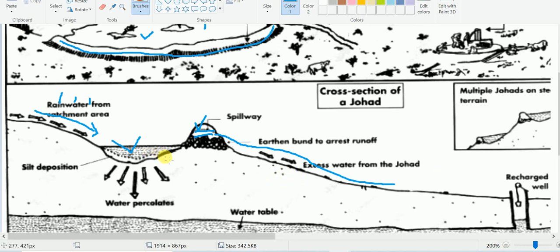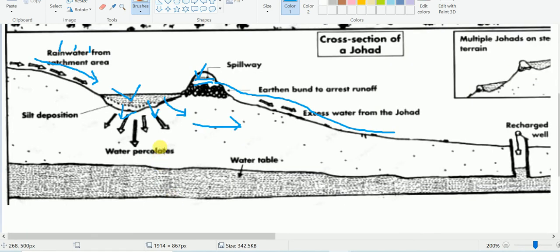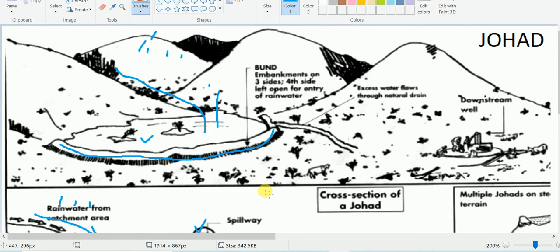And these johads also will allow the water collected here to be absorbed. It will go underground, it will be absorbed, thus leaving the soil moist, or some more water will go down to the underground water aquifer. Okay, the aquifer also will be recharged. So this is another method of rainwater harvesting.